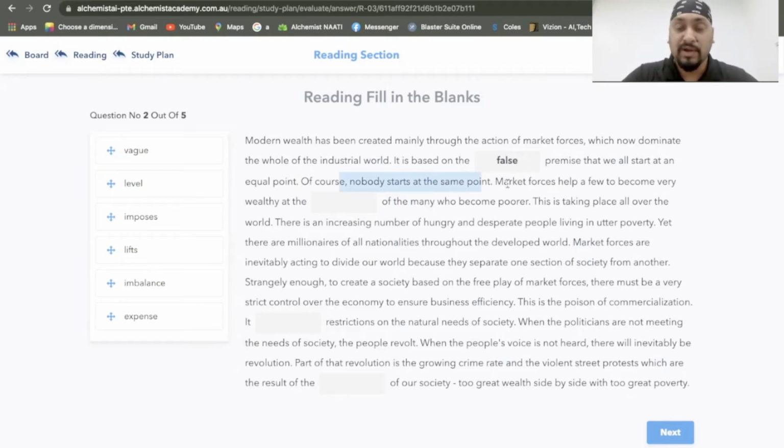Market forces help a few to become very wealthy at the dash of many who become poorer. At the dash. Okay. With this word, you again need a noun. So the nouns over here were expense, imbalance, and we can say level. At the level of many people who become poorer, no. At the imbalance, no. At the expense, I would probably put the word at the expense of many who become poorer. This is taking place all over the world. There is an increasing number of hungry and desperate people living in utter poverty.